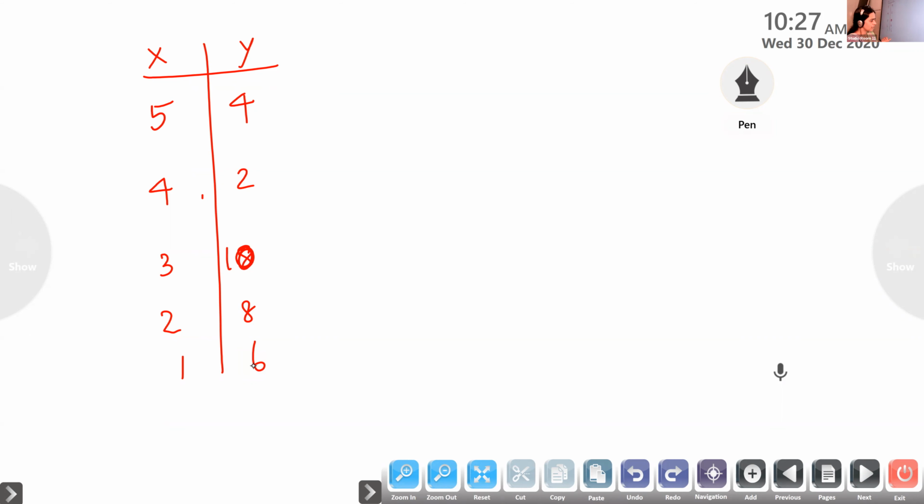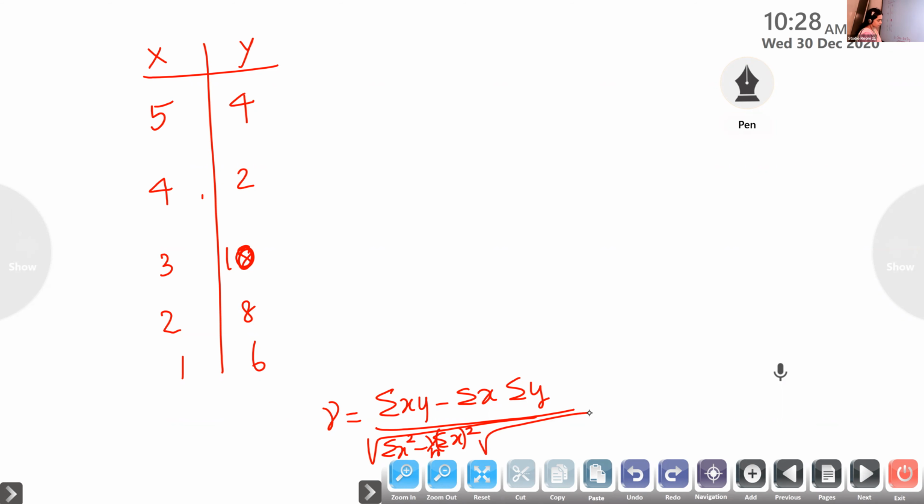Root of variance of x into variance of y. One more formula is there. What is the next formula we have learned? It is given by r is equal to sigma xy minus sigma x into sigma y by root of sigma x square minus 1 by n into sigma x the whole square into root of sigma y square minus 1 by n into sigma y the whole square.